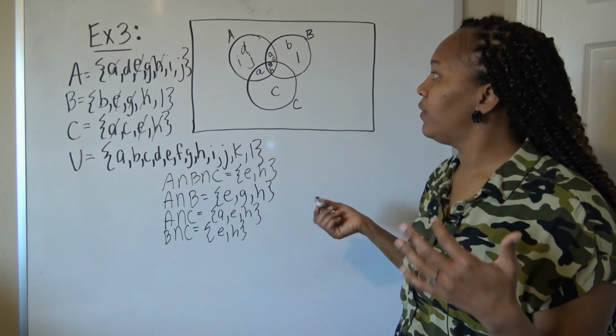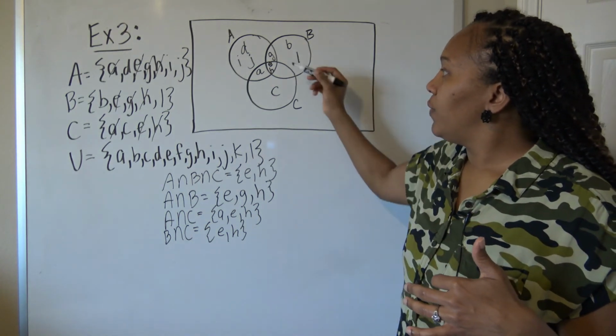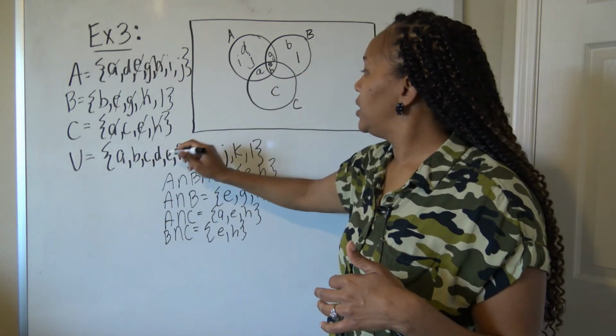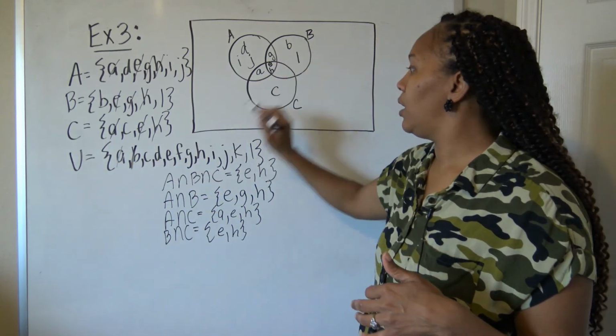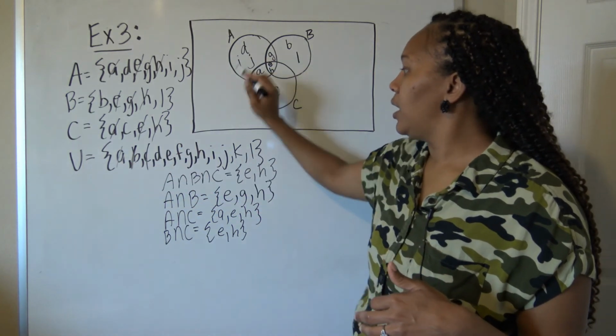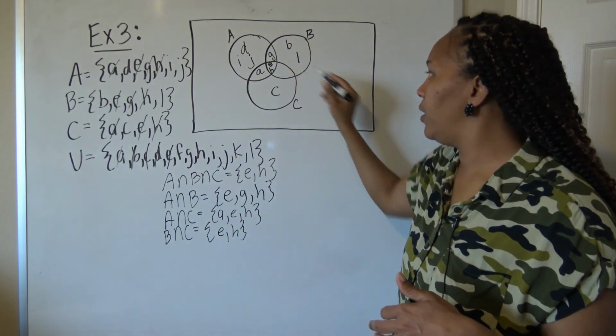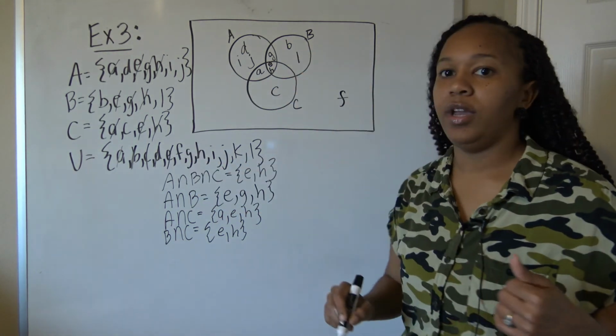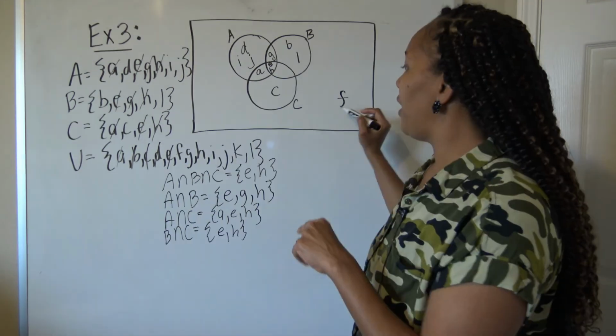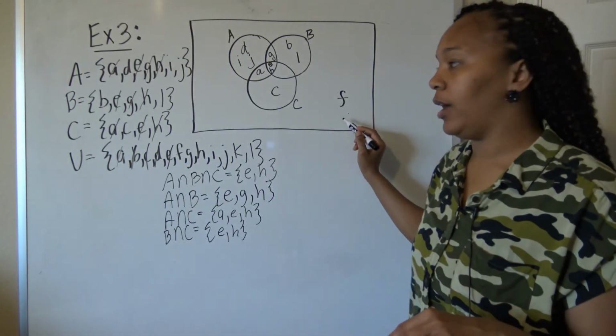Now, when you look at the universal set, it already has A in it. It already has B in it. It already has C, it already has D, E. There's no F in there. So F would go out here on the outside. It didn't have an F, so we had to put F on the outside.